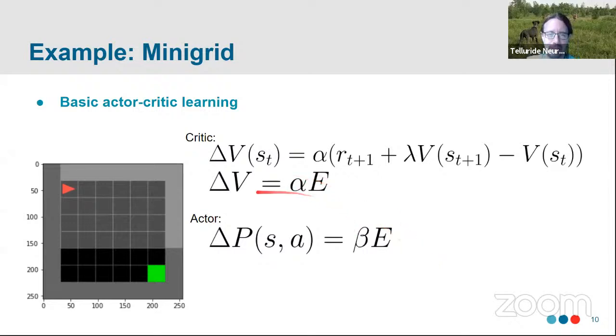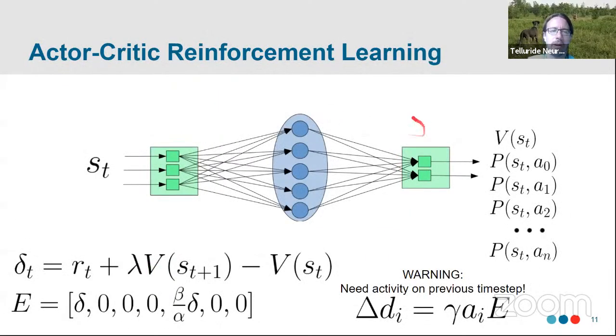I hope we can see that we can convert both of these rules into a neural network that is just learning with the delta rule. We're actually just going to do it as one neural network where I'm feeding in the state information, and I've got multiple outputs from the neural network. One output is the value of the current state. The next output is the probability that I should do action zero in this state, the probability I should do action one in this state, action two, and so on.